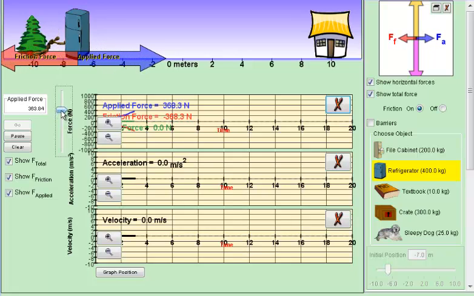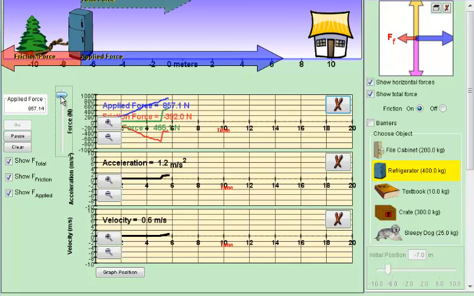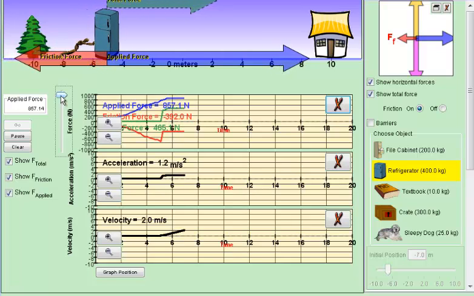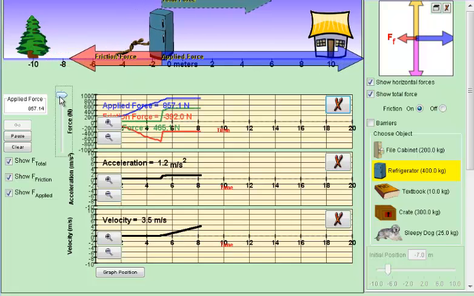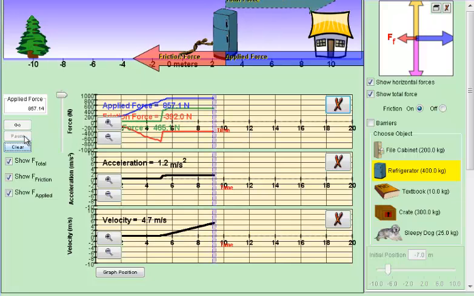Slowly increase it until it starts sliding. Okay. And then once it starts moving, I'll stop increasing it. I'll just hold it there for a little bit and let it run for a little bit and hit the pause button.